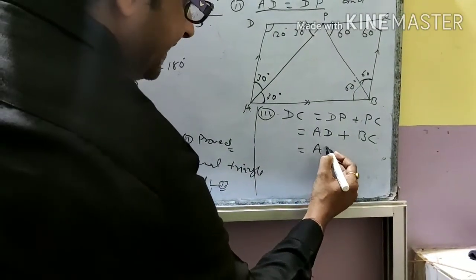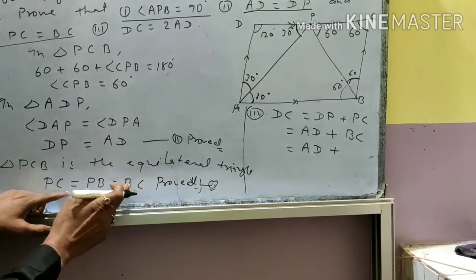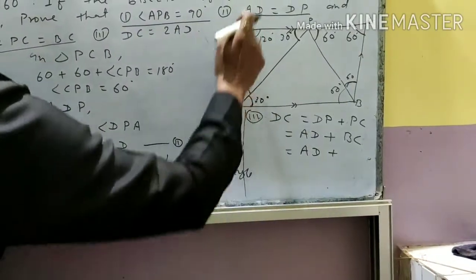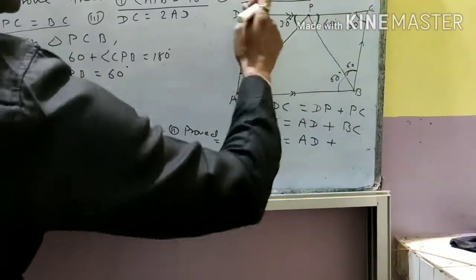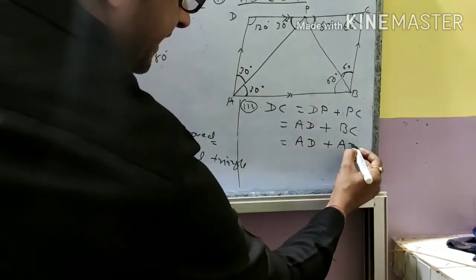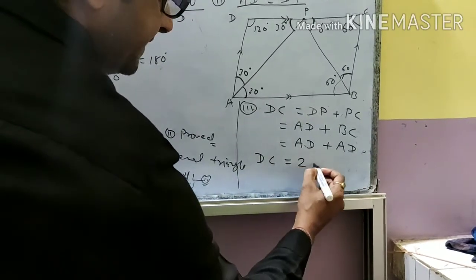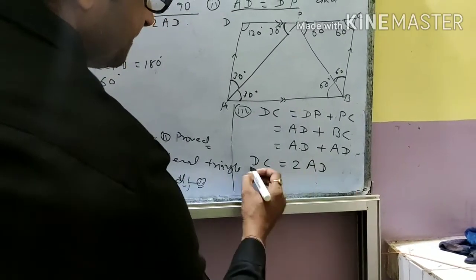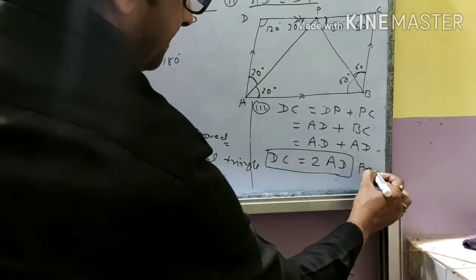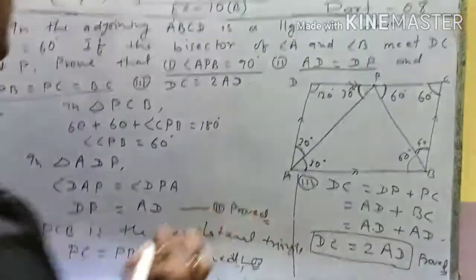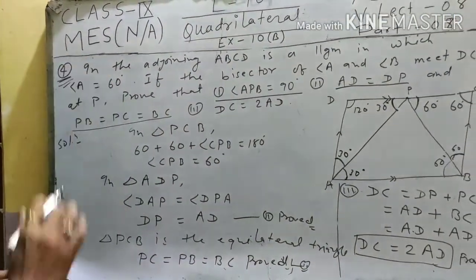So here AD plus BC. Look at here, BC is equal to AD also because ABCD is a parallelogram. So we can write here AD. So DC is equal to AD plus AD, that means 2 times AD. This is your final third proof. Okay student, I hope you will understand question number 4. Question number 4 is very easy.